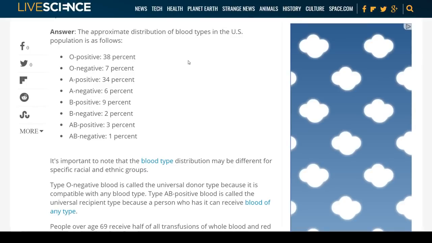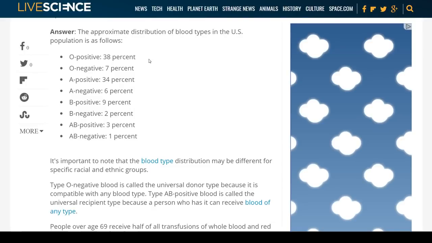Now, if we look at blood types, what are the most common blood types? O positive, 38%. 38% of the people out there are O positives. 7% O negative. A positive, 34%. A negative, 6%. B positive, 9%. B negative, 2%. AB positive 3%, AB negative 1%.